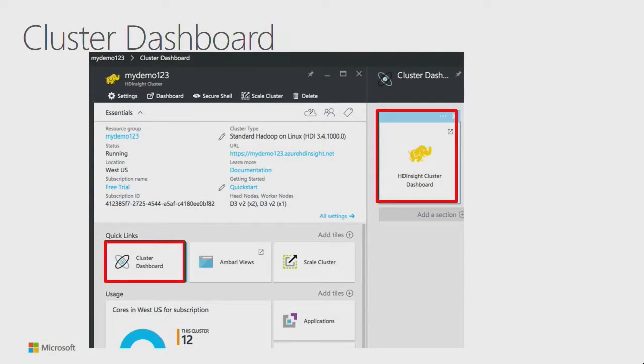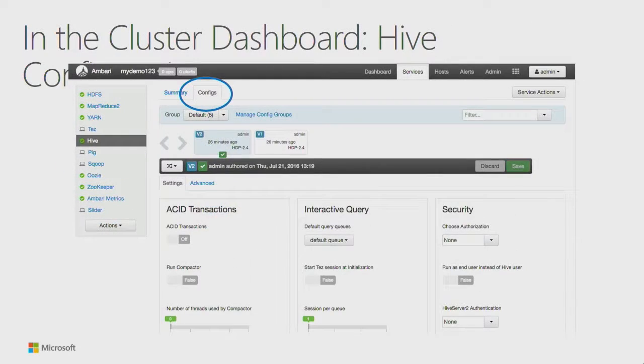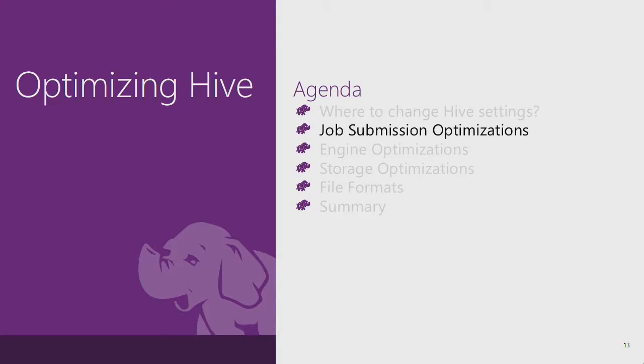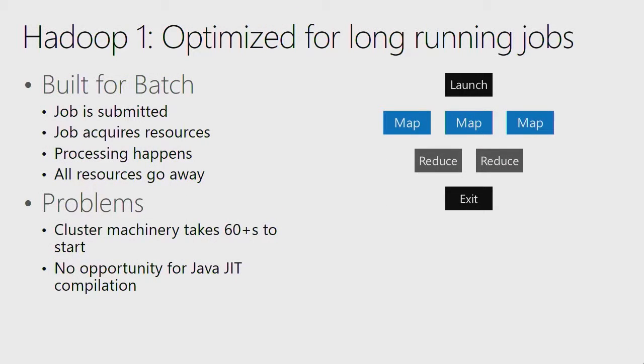We've already talked about all of this, how to create a cluster, where to go to change your configurations. Now we're going to talk about the job submission optimization. So let's take a step back and talk about Hadoop 1. So when Hadoop 1 came out, it was built on a very simple concept of map and reduce, right? And it was optimized for long-running jobs. So very simplistically, a job was submitted, it would acquire resources, some processing would happen, and then the resources would go away. The only problem is all of this was on demand.